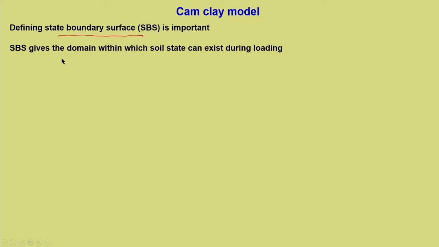This state boundary surface gives the domain within which the soil state can exist during loading. So, this later part of the sentence is important. We are discussing the existence of the soil state during loading, otherwise soil is very much there. We are not bothered about that existence, but whether the soil will be able to bear its load without failure.